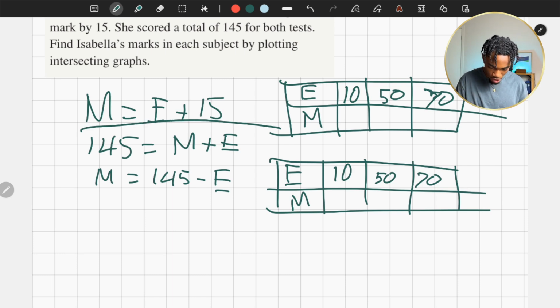Then I just find the equation for each. Let's do the first one: M equals E plus 15, so 10 plus 15 is 25, then 65, then 85. Next one: 135, 95, 75.